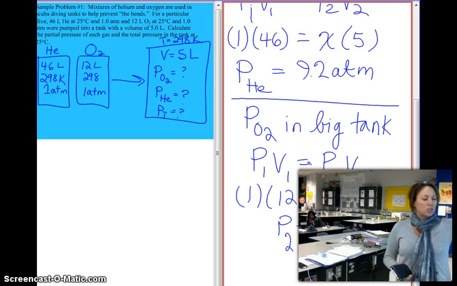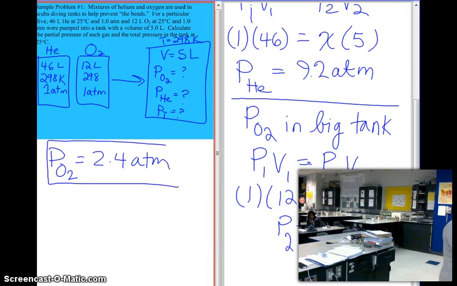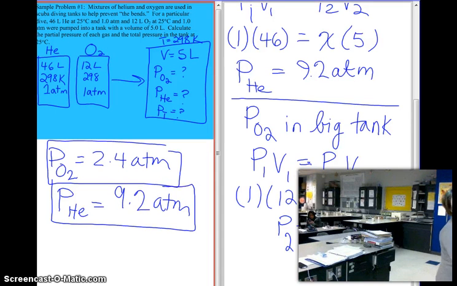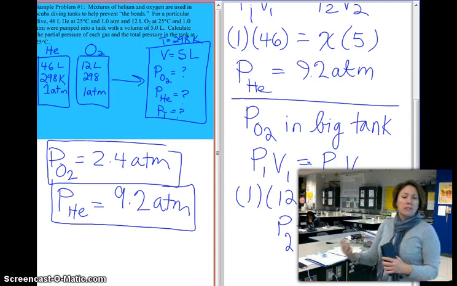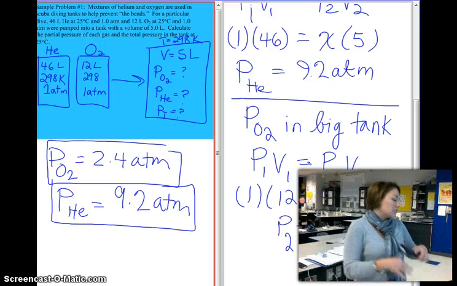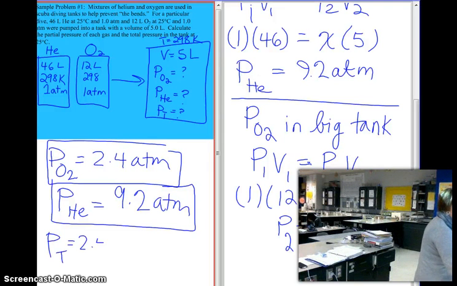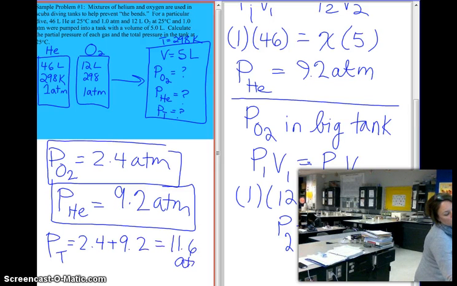The pressure of oxygen, right? The partial pressure due to oxygen is 2.4 atmospheres. That's my final answer for that. The partial pressure of helium is 9.2 atmospheres. And since the gas molecules move and behave independently of each other, they don't attract or repel, the total pressure is the sum, like we just saw, of the individual pressures. So the total pressure is 2.4 plus 9.2, which is going to be 11.6 atm.